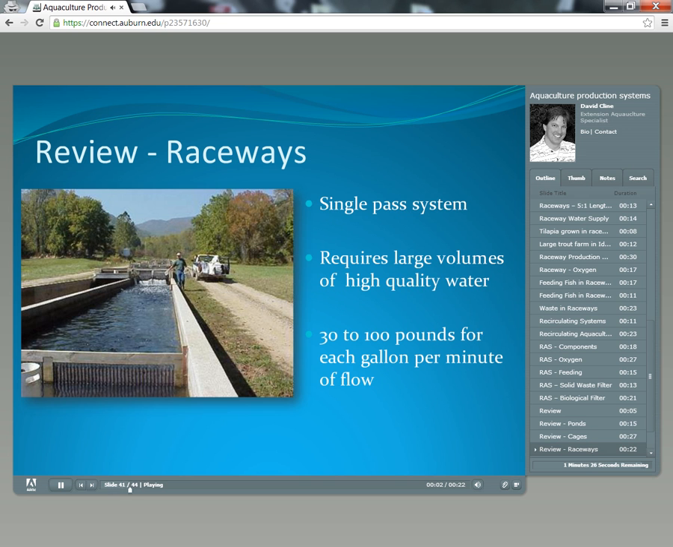Raceways require large volumes of water to maintain water quality, and there are relatively few locations where this type of resource is still available. The amount of fish that can be grown is directly correlated to the quantity and the quality of water. It is possible to grow up to 30 to 100 pounds of fish for each gallon per minute of flow.